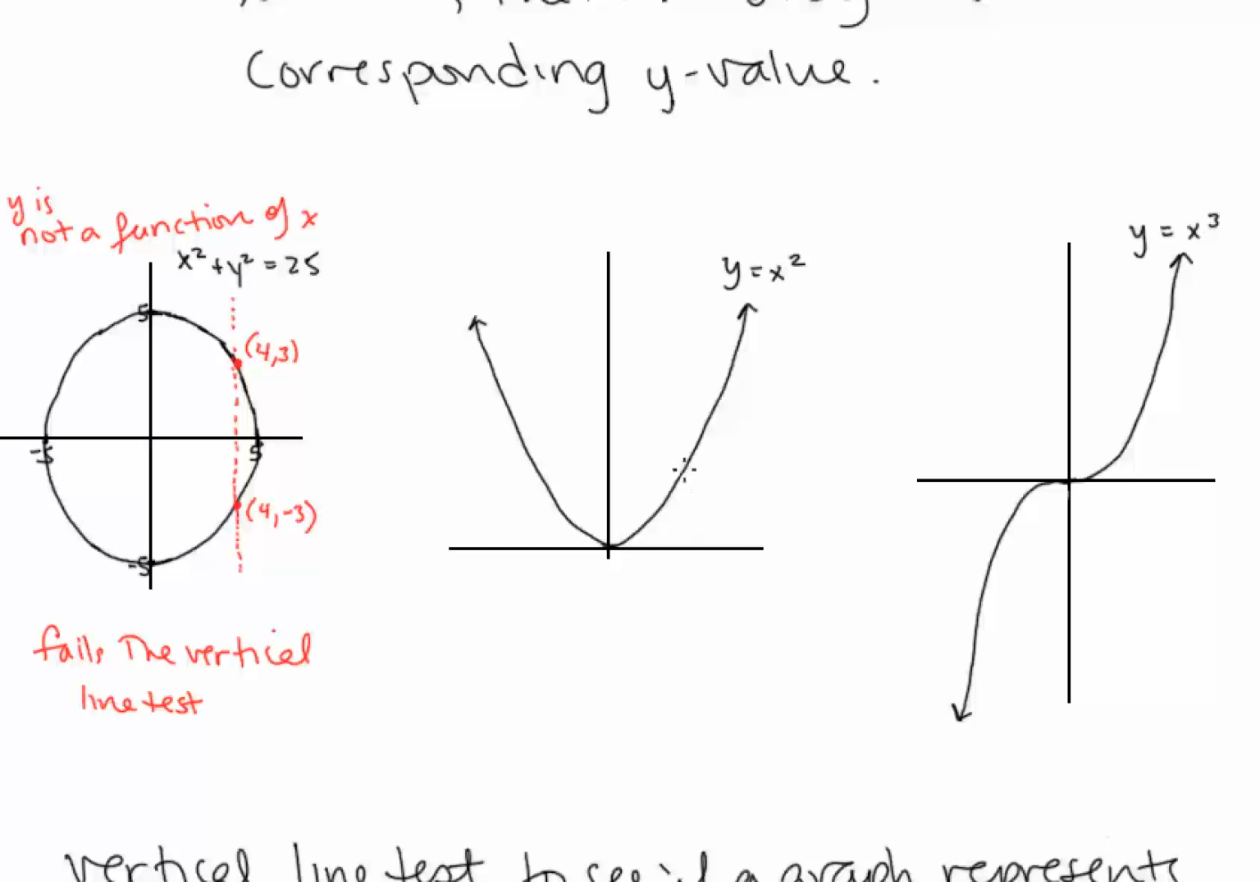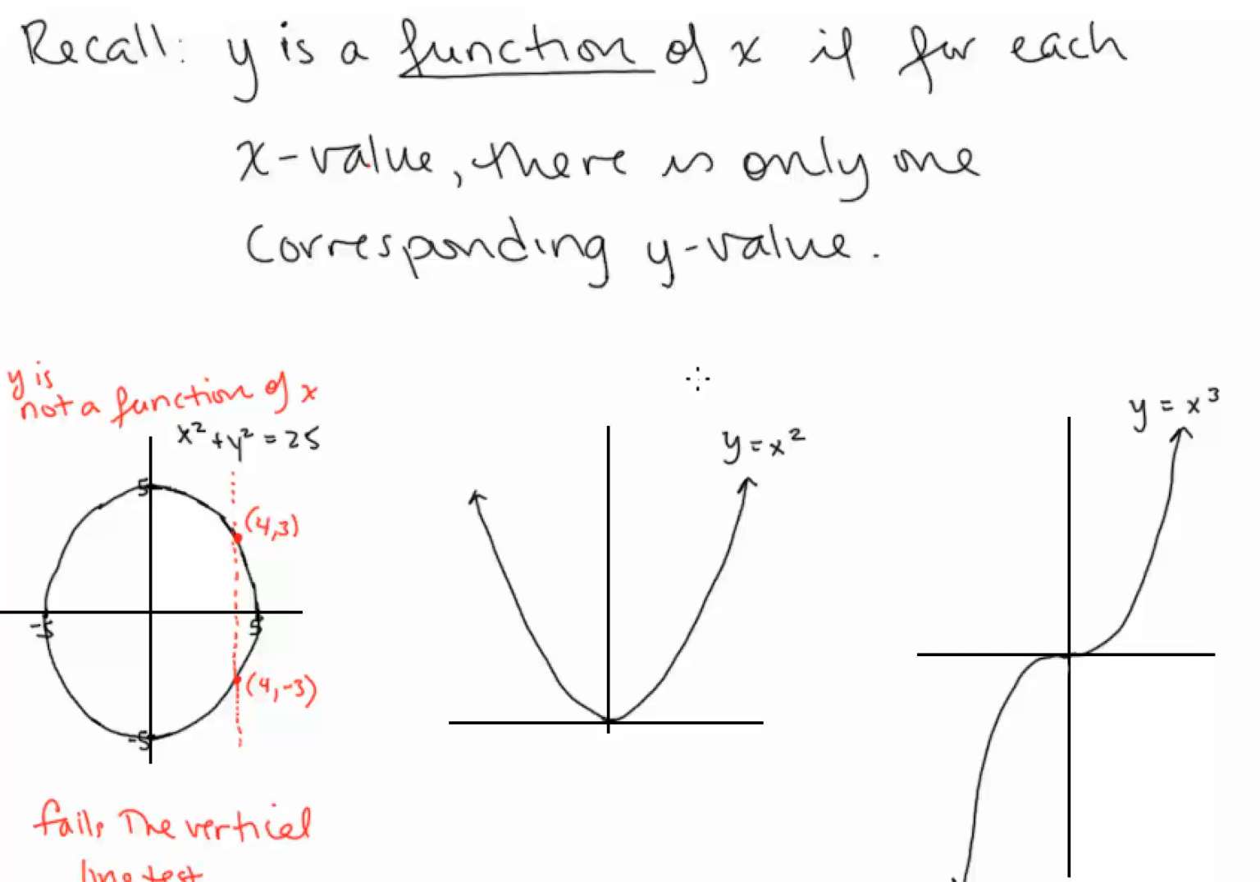Now let's take a look at y equals x squared. Again, we want to see if y is a function of x. So we want to verify that for each x there is only one corresponding y value. Using the vertical line test, we can see that any vertical line will hit this graph once, saying there is only one y value for that corresponding x value. So here we have y is a function of x.